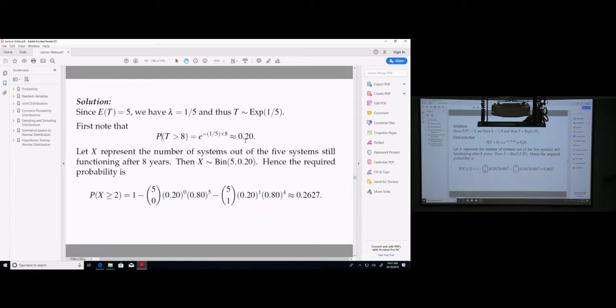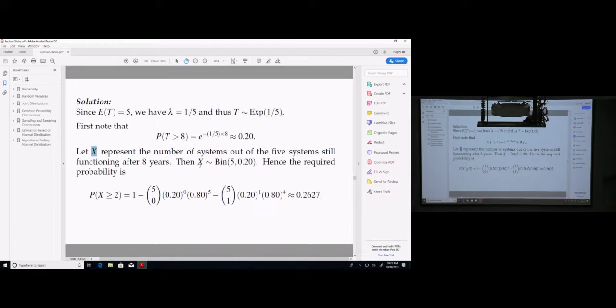So now I look at one system at a time. I declare this system a success if it survives more than 8 years, and a failure if it dies within 8 years. And now I have another random variable coming in, even though the question didn't ask for it. It is embedded inside the question. So x represents the number of systems out of the 5 systems still functioning after 8 years.